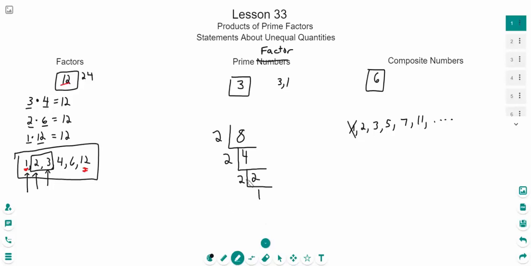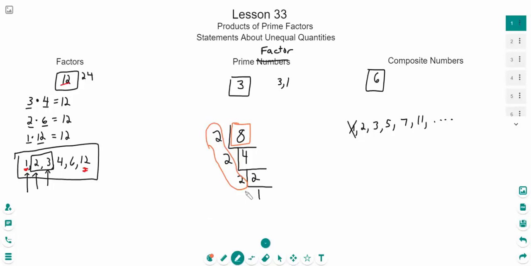You can stop when you hit a prime number, or if you want to go all the way down to a 1, you certainly can. Bottom line is what you want to recognize is that these numbers that we found on the outside, disregarding the 1, can be used to write this number as a product of primes.